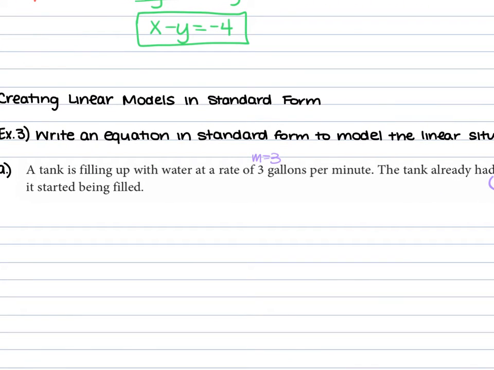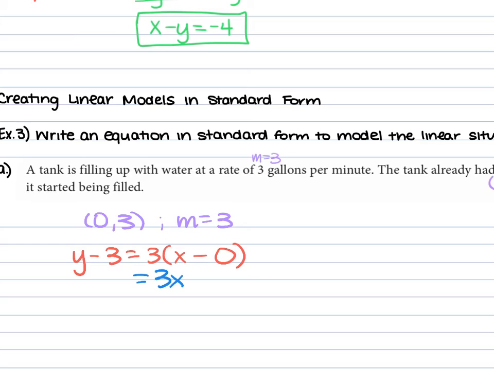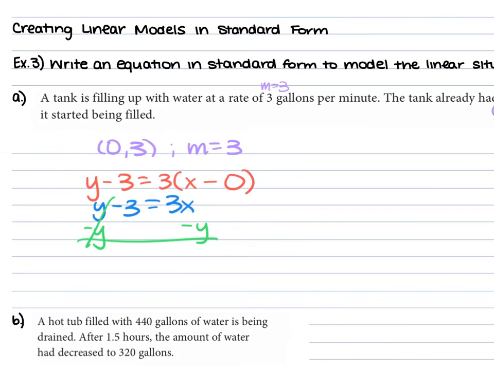So we're going to use that point and that slope. So 0, 3 with a slope of 3. Put it in your point slope form. So y minus 3 is equal to 3 times x minus 0. The x minus 0 is just x. 3 times x is 3x. So y minus 3 is equal to 3x. Move the y over. We're going to have 3x minus y is equal to negative 3.